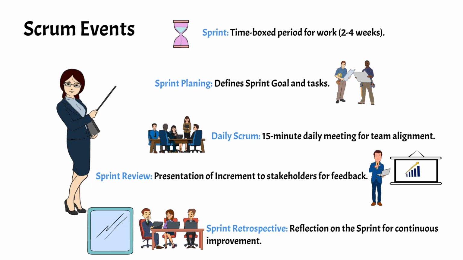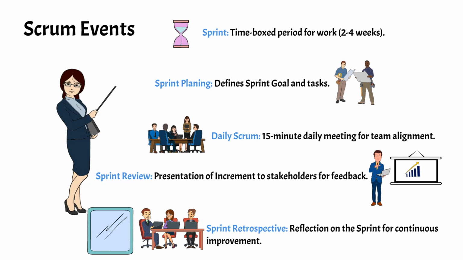Sprint Planning: at the start of each sprint, the team holds a planning meeting to decide what can be delivered in the sprint and how they will achieve that work. The product owner presents the highest priority items from the product backlog, and the team selects what they can commit to completing. Daily Scrum, also known as the Daily Stand-Up: this is a short, 15-minute meeting held every day at the same time and place.